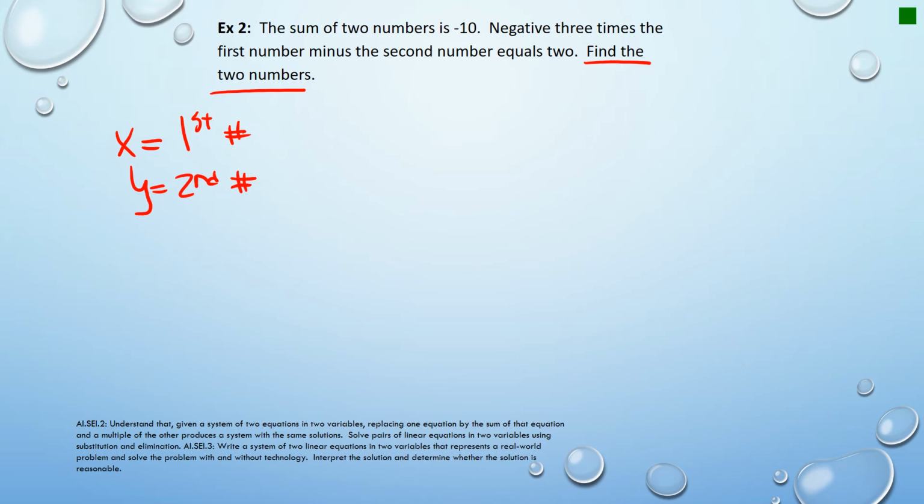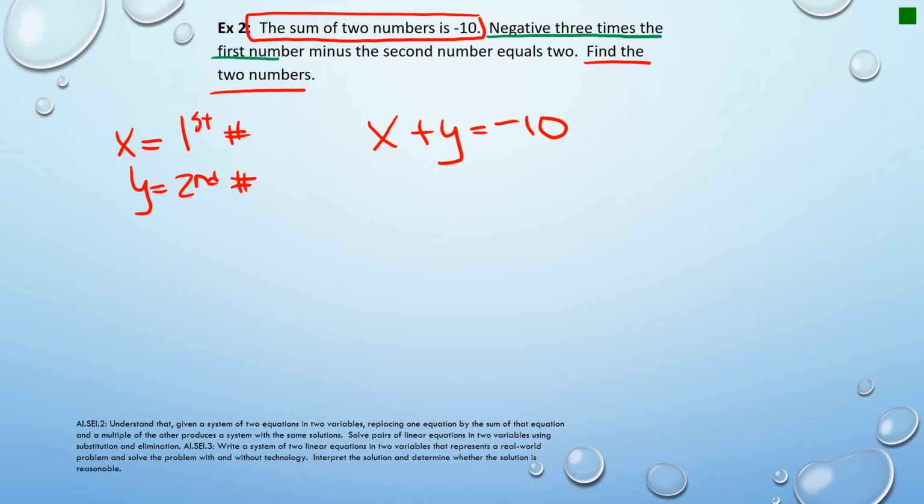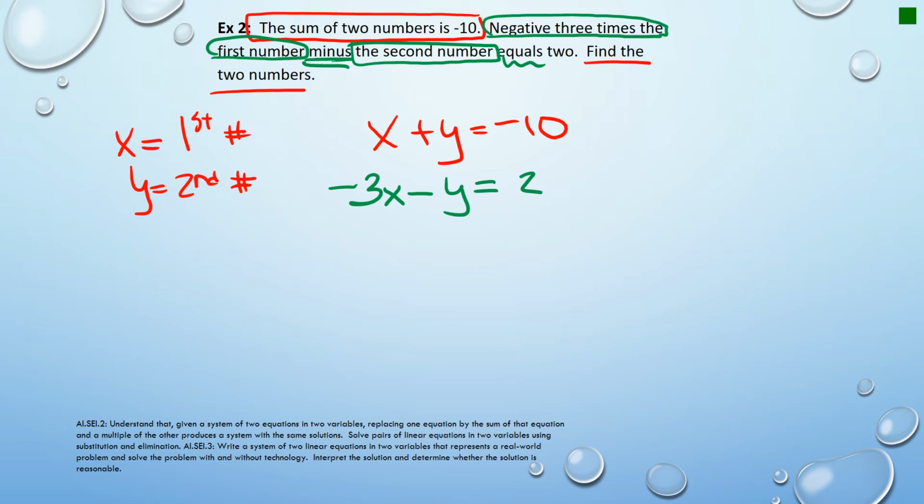All right, we're going to read the first sentence. The sum of two numbers is -10. So sum means add the two numbers together and you get -10. Then this says -3 times the first number, so -3 times the first number minus the second number equals 2. Okay, now I've got it all set up.